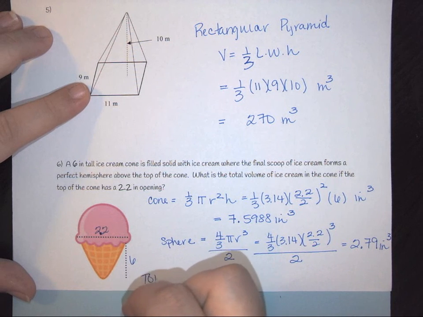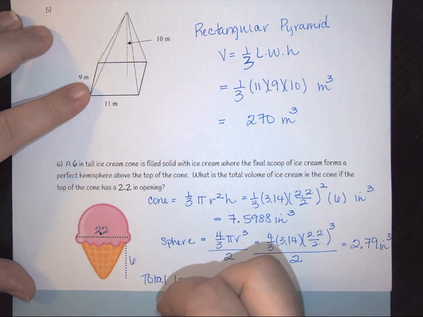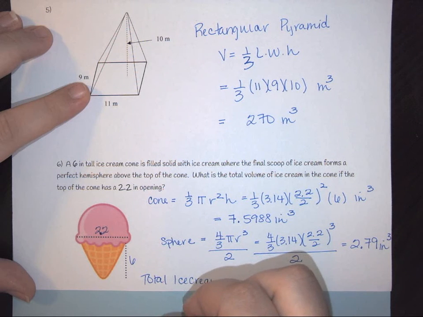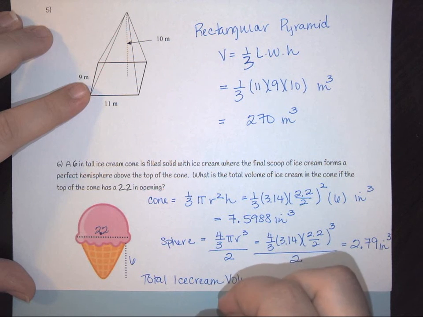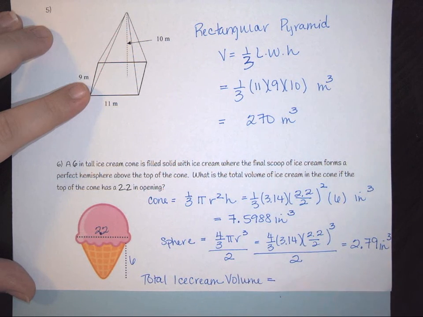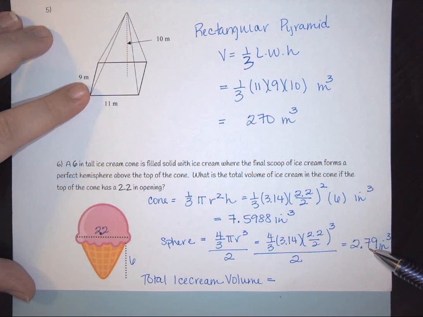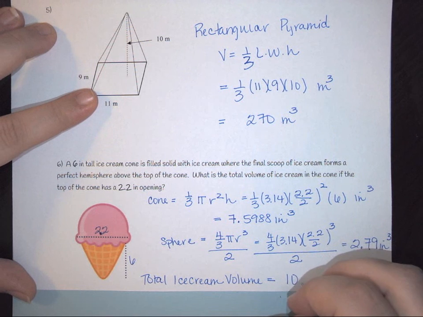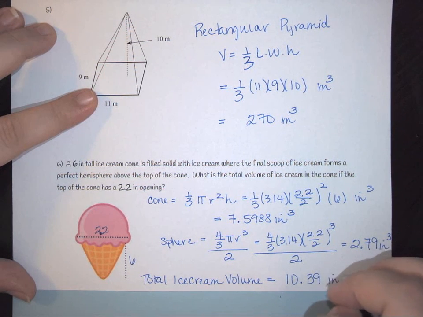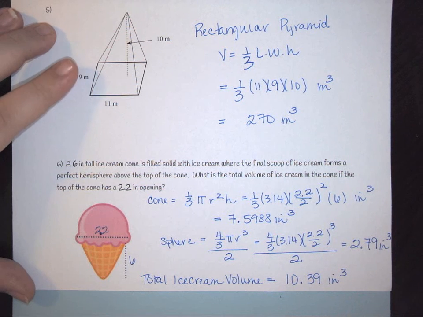Therefore, your total ice cream volume has to be your cone volume plus your ice cream. So when you add the two of them together, you end up with 10.39 inches cubed.